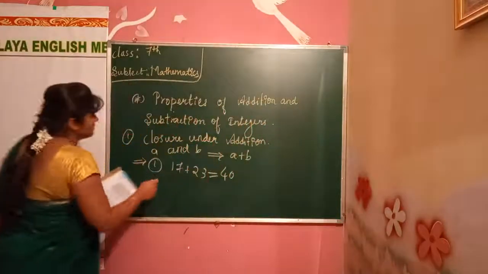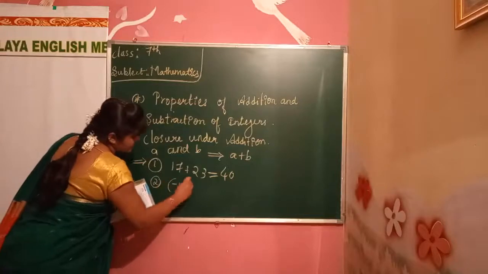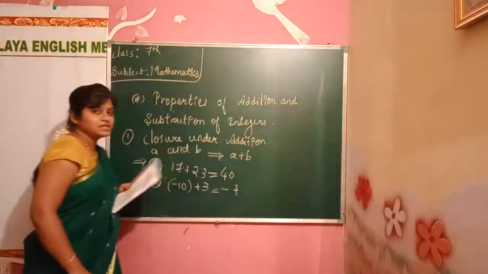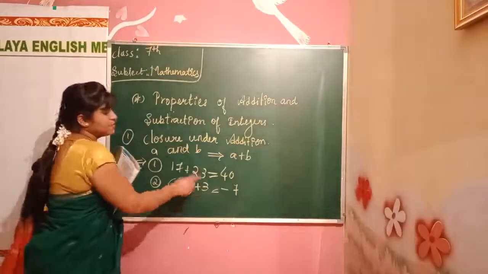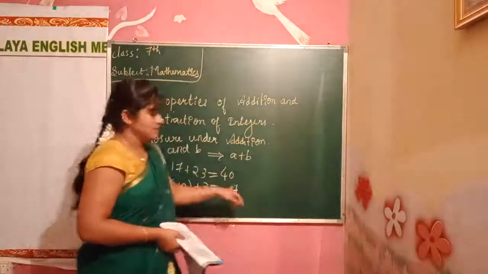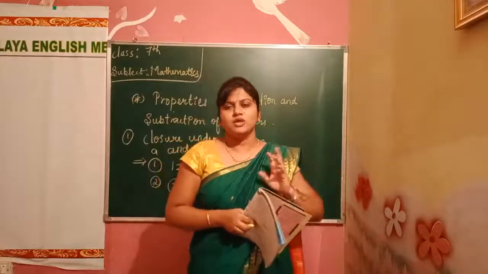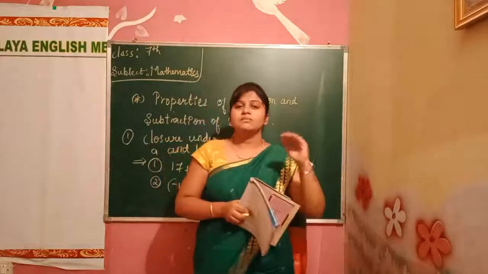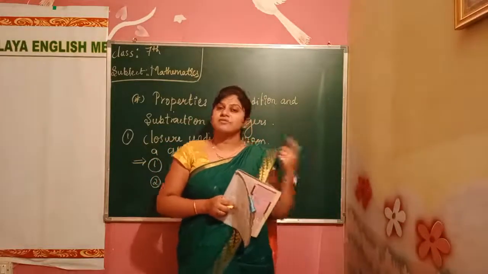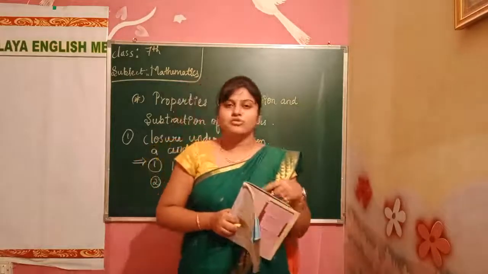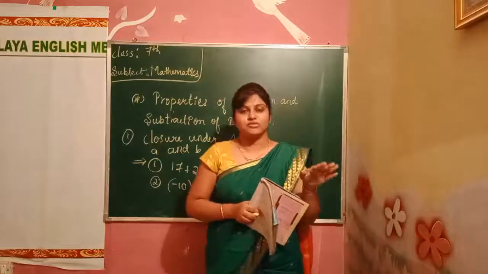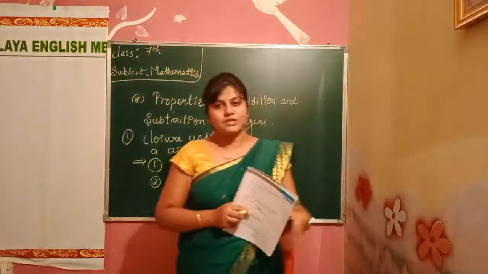One more example, with a minus. Minus 10 plus 3. We get minus 7, because the bigger number has the minus sign. So whatever addition or subtraction we do, we get an integer itself. Because in integers we have minus signs also, we have positive signs, we do addition and we do subtraction also.